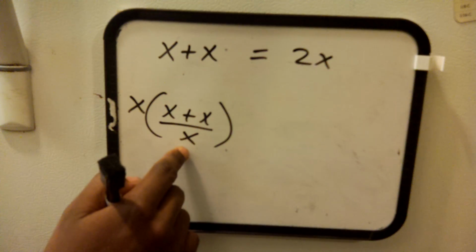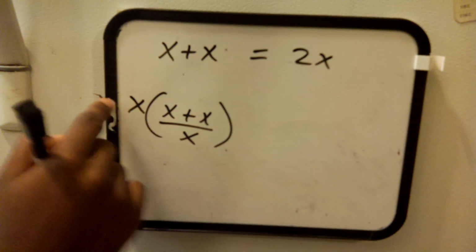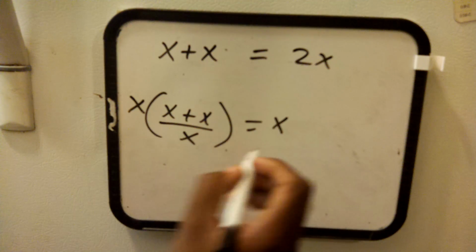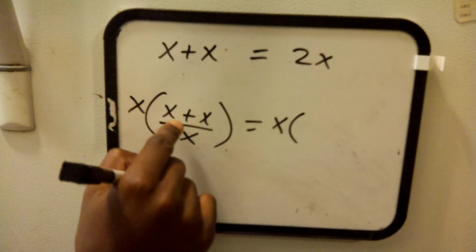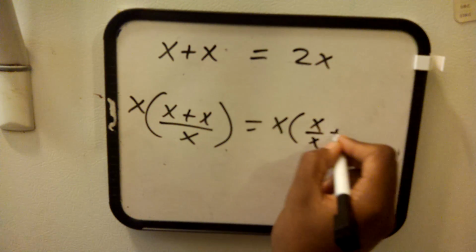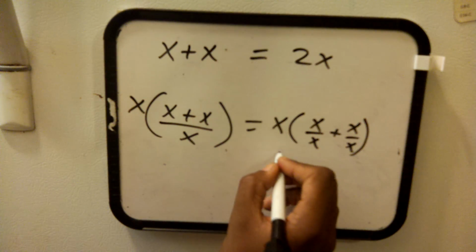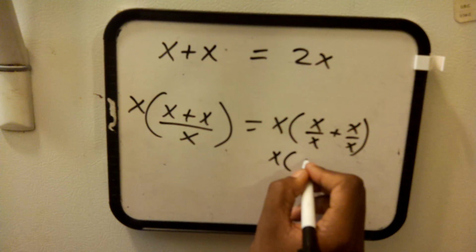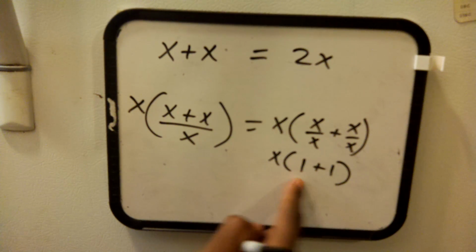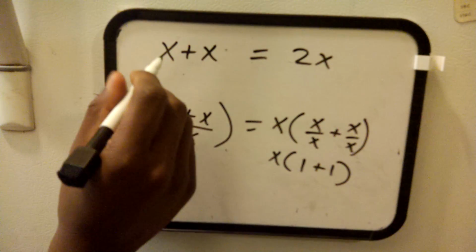So what we're doing is just dividing by x over x. And when you do that, you get x, okay? And then you divide each one of these, which is basically x divided by x plus x divided by x, which gives you what? x times 1 plus 1. So 1 plus 1 is 2, and it gives you 2x. That's how we get from here to here.